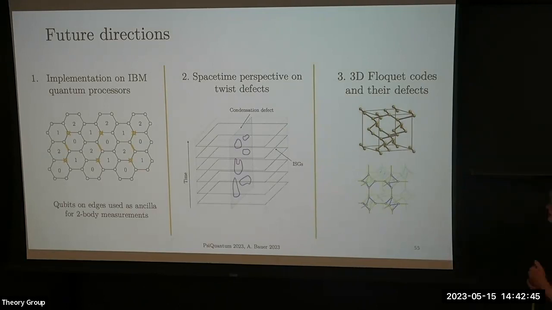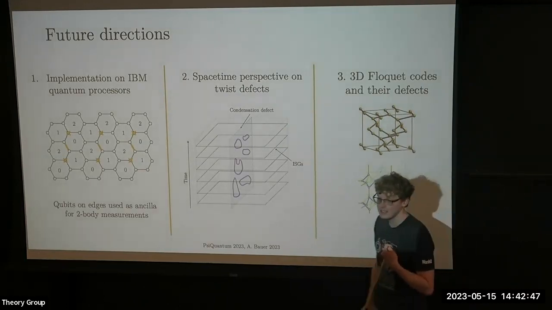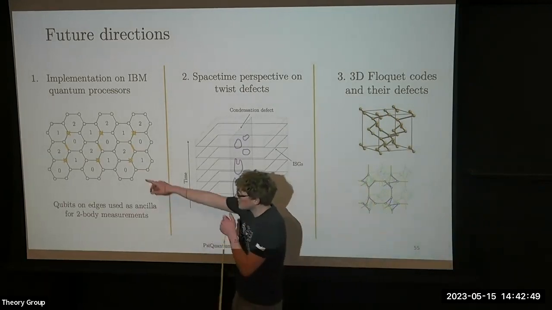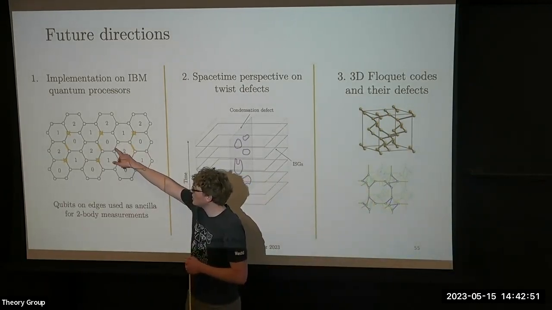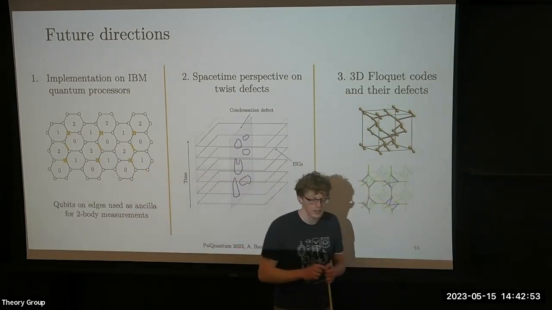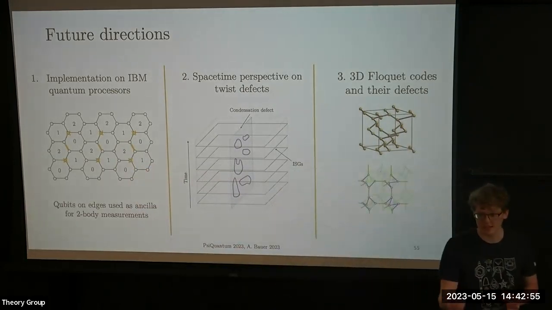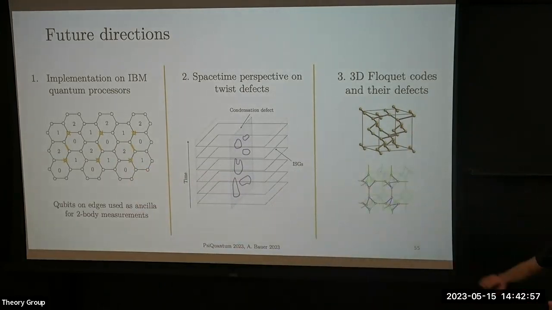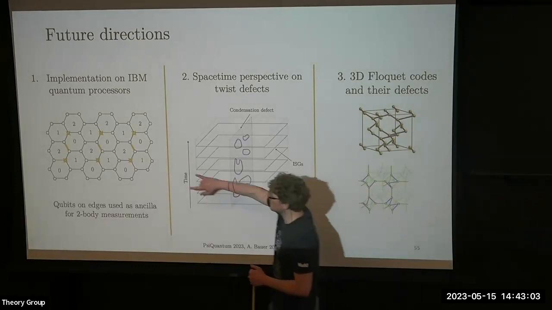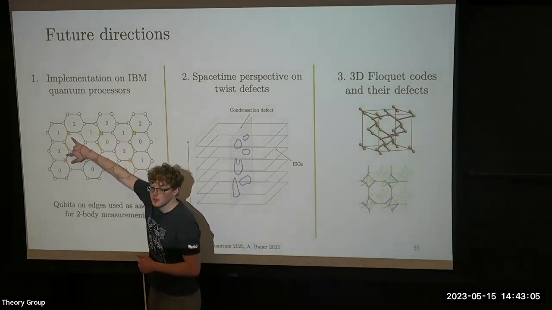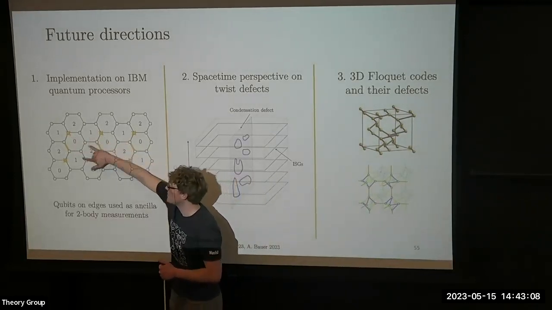IBM's qubits are connected in a heavy hexagonal lattice, meaning there's a qubit at each vertex and a qubit at each edge, which I haven't drawn here. The qubits on the edges can be used as ancilla to make your two-body measurements. So their hardware is natural for these types of codes. They also have enough qubits that we can fit some fairly sizable twist defects that are fairly well separated.